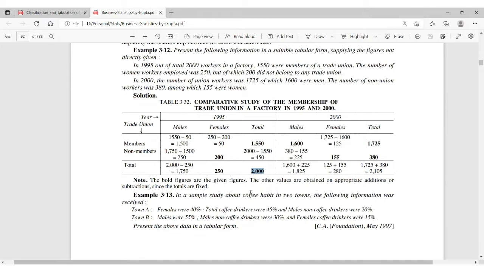1550 are the members of trade union. See, in this total, if we see this column, this is a total of trade union members and this is non-trade union members, right? So, given 1550 are the members of trade union, we write 1550. Now we have total 2000. If we subtract 2000 minus 1550, we get 450. Obviously, 450 were the non-trade union members.